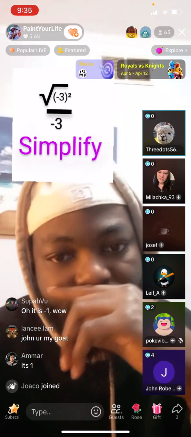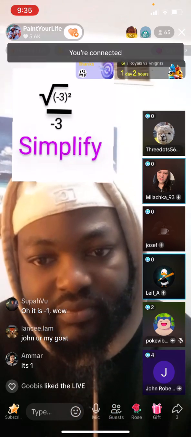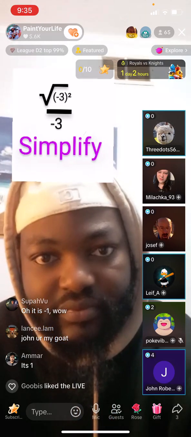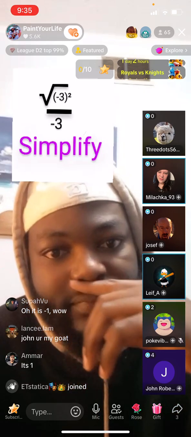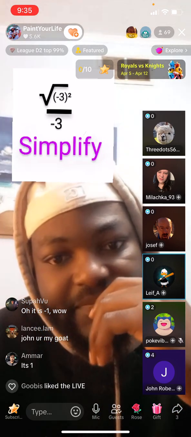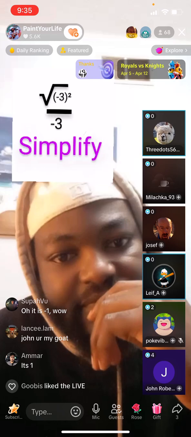Okay, yo, can you guys hear me? That part's right, but I still disagree. I think it's just about -3 to the 2, the square root. The square root just means something to the 1/2 power.